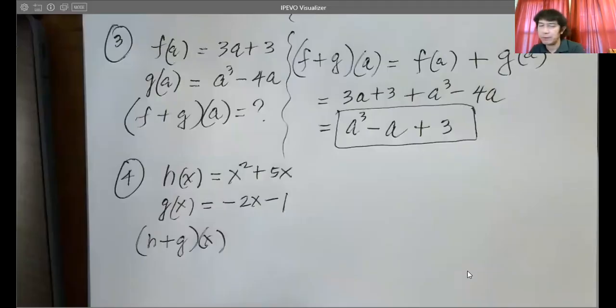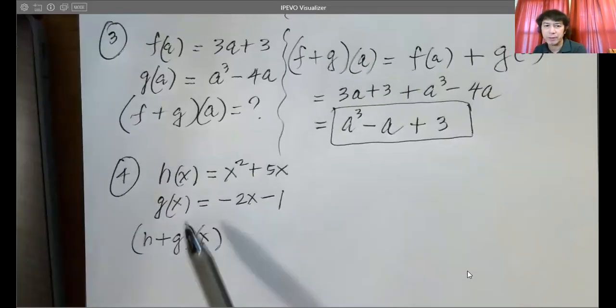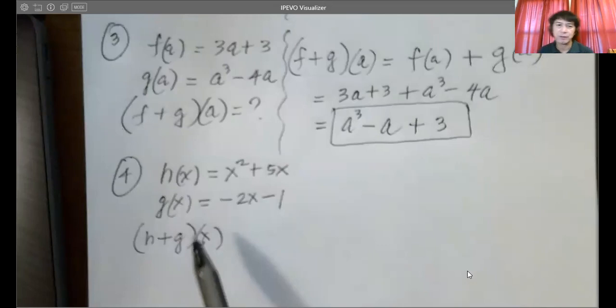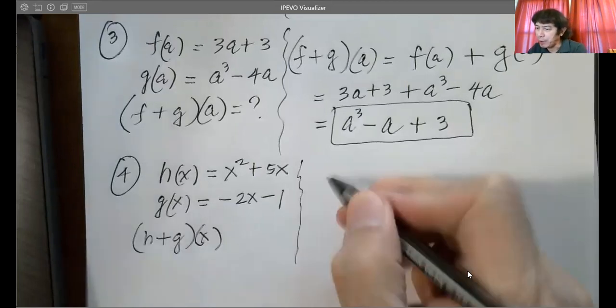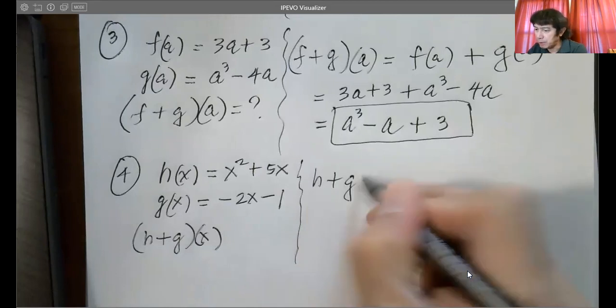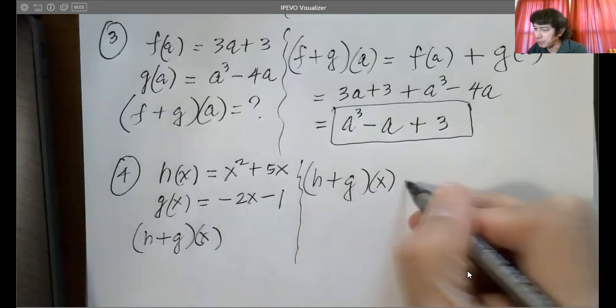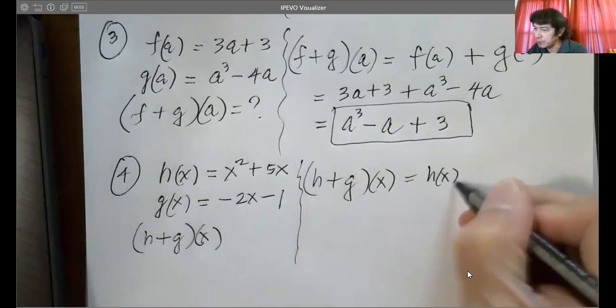All right, here is number 4. You can see number 4 over here. H of x is equal to x squared plus 5x. G of x is equal to negative 2x minus 1. We're asked to get the sum. So this is still addition of function. H plus g of x is equal to h of x plus g of x.